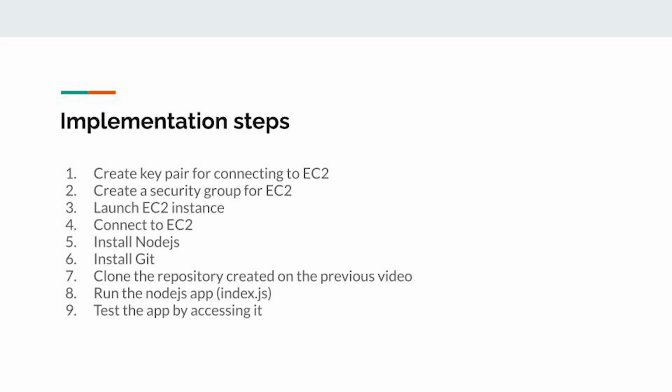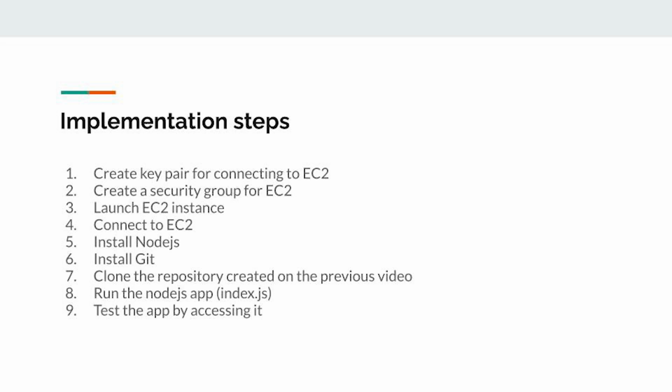First step, creating a key pair for connecting to the EC2 instance. Second step, creating a security group for the EC2 instance. Third step, launching the EC2 instance. Fourth step, connecting to the EC2 instance. Fifth step, installing Node.js. Sixth step, installing Git. Seventh step, cloning the repository created in the previous video. Eighth step, running the Node.js app. Last step, testing the app by accessing it.